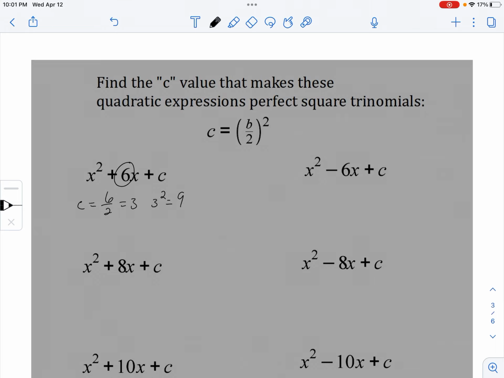And you'll notice these are the same thing here. So this is a negative, so all that means is it's negative 3 squared. Well, negative 3 squared is going to give us a positive 9 as well. Likewise on the next one, half of 8 is equal to 4. 4 squared equals 16. And you'll get the same thing over here. Half of your b value here is negative 4. Well, negative 4 squared is equal to positive 16.